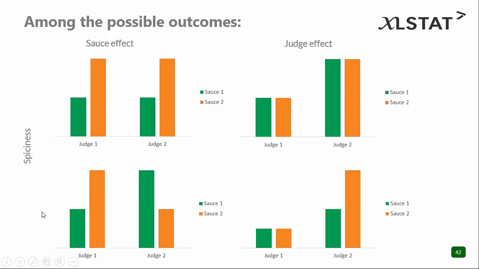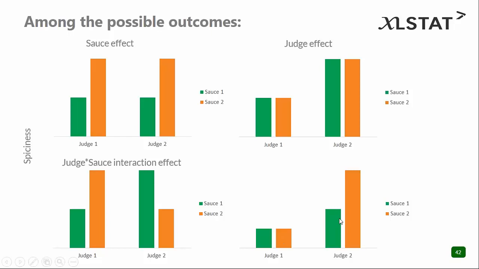Judge 1 thinks that sauce 2 is way spicier than sauce 1, whereas judge 2 thinks that sauce 2 is less spicy than sauce 1. This is what we call an interaction effect. So the sauce effect depends on the level of judge.